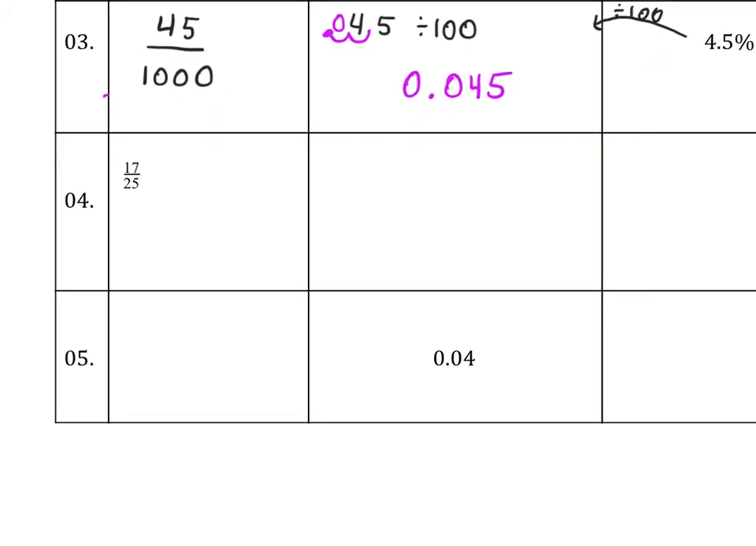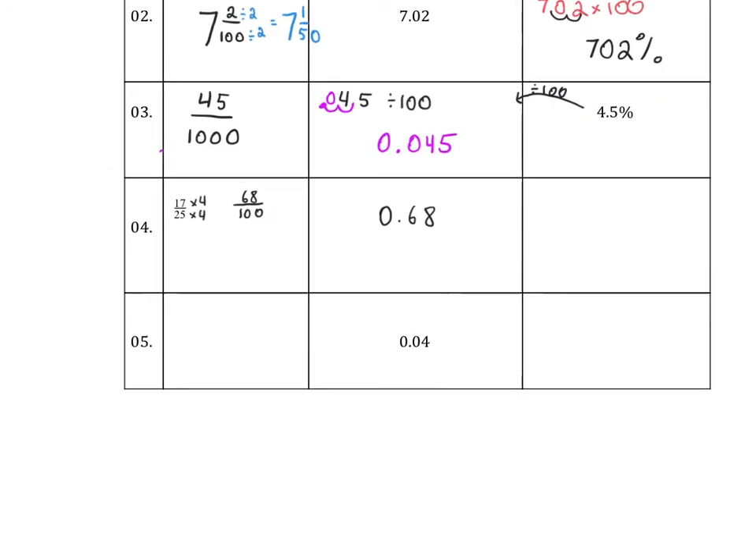Okay, let's take a look at our next one here. I know 25 is a multiple of 100, so I'm going to do 25 times 4, 17 times 4. I get 68 over 100, so I'm going to write that as 68 hundredths. And then I'm going to do my percent, so 68 times 100. Move that decimal 2 times, 68%.